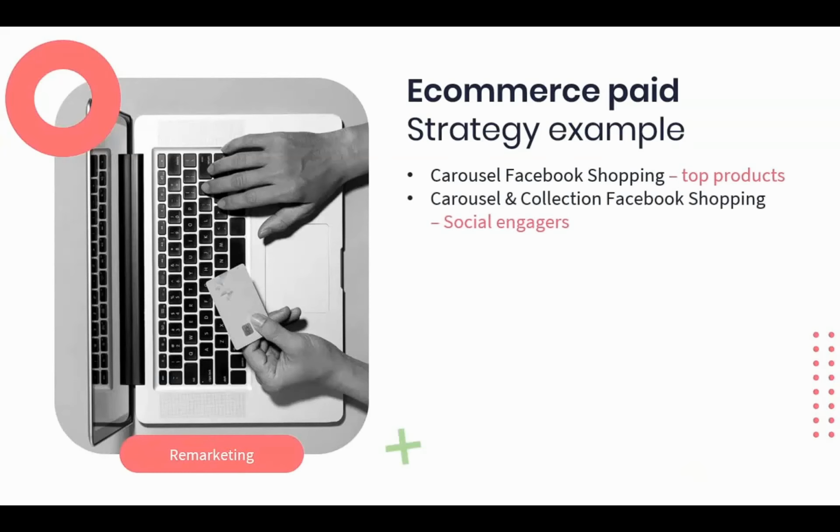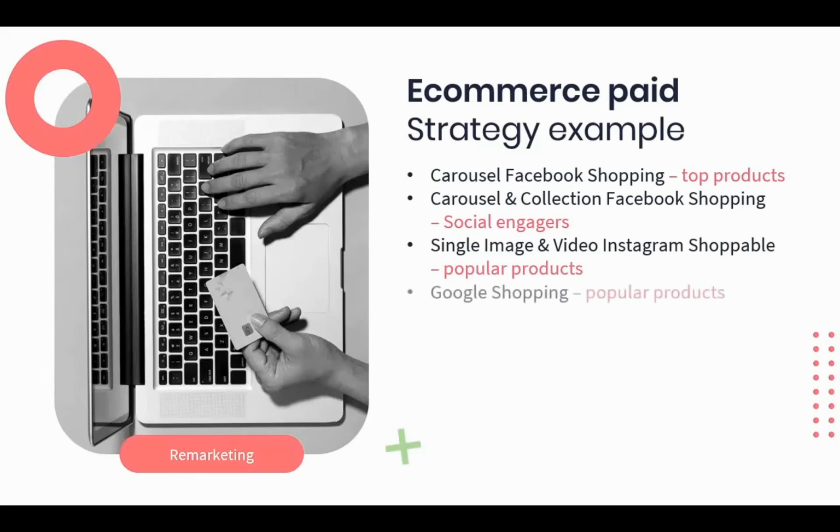Then we're going to use a single image and video on Instagram shoppable with our popular products. And the reason why we're choosing the popular products is because there is therefore a higher chance of conversion. Then we're going to advertise on Google Shopping with our popular products. We'll also go on Google Search with the top earning products. Now there is a difference, of course, between popular and top earning. Our popular products might not be the most top earning products, but it's good to have a mix of both just to see also what performs better and gives you the highest return on investment.